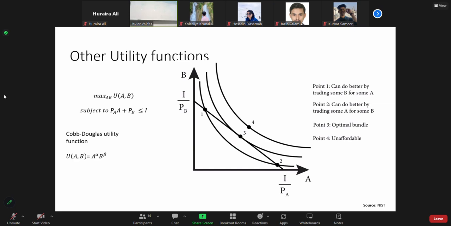In this example, how much do you want from A? How much do you want from B? How much hamburger do you want? How much coolant do you want? And then this should be some kind of Pareto efficiency.